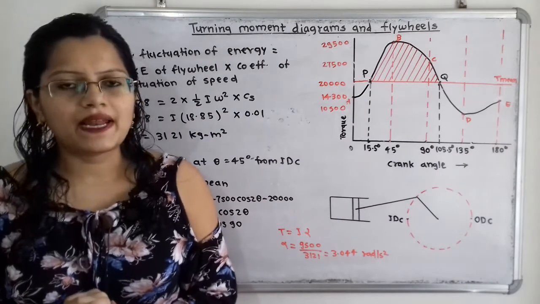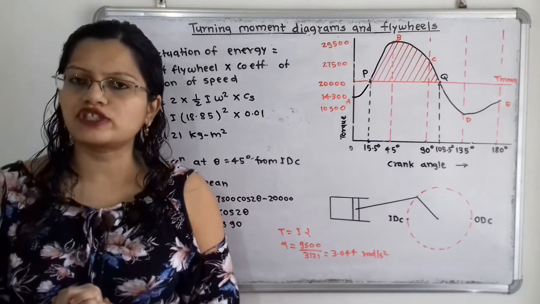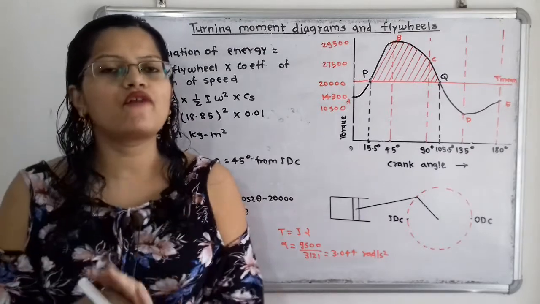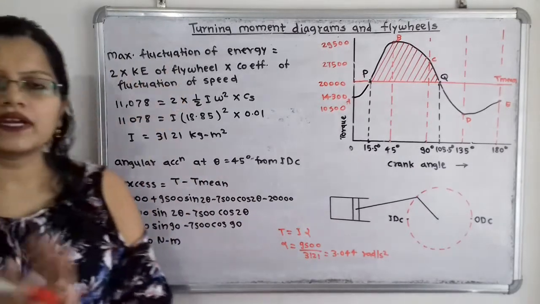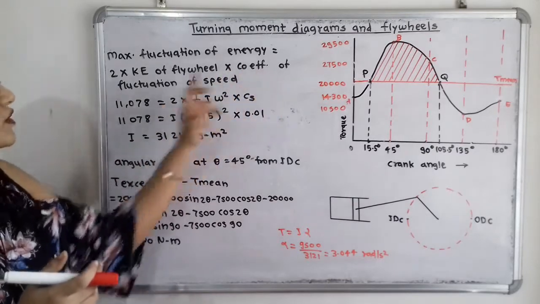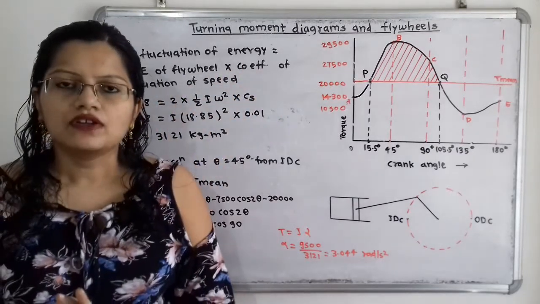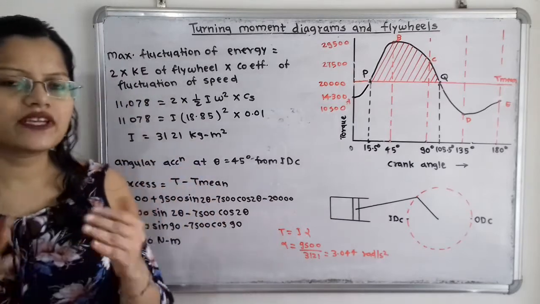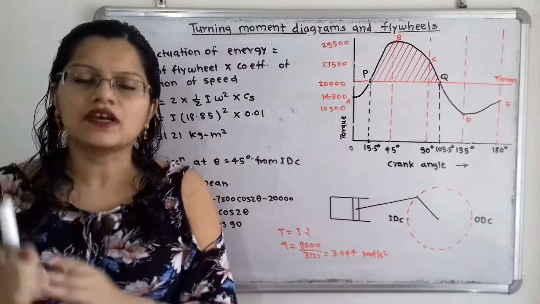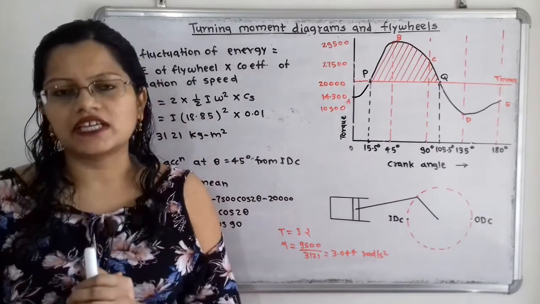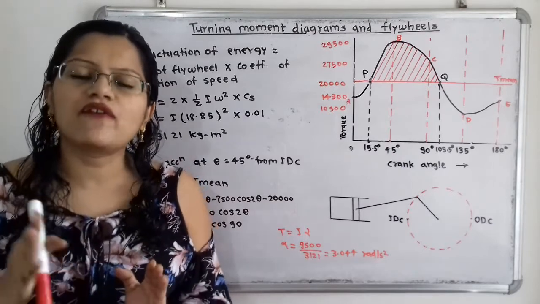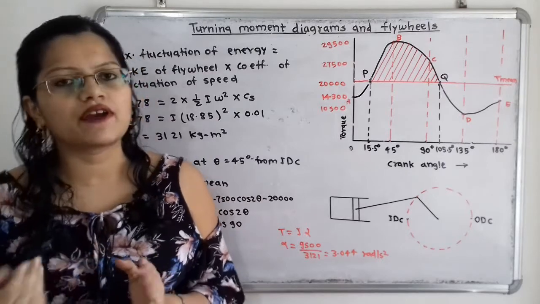Now we will apply the formula for maximum fluctuation of energy in terms of kinetic energy of flywheel. We have the formula: maximum fluctuation of energy is equal to 2 into kinetic energy of flywheel multiplied by coefficient of fluctuation of speed. So what is the kinetic energy of flywheel? In linear motion, kinetic energy is equal to half mv square, but the flywheel is rotating. That's why we will take, instead of m, the mass moment of inertia I, and instead of velocity we will consider angular velocity omega.